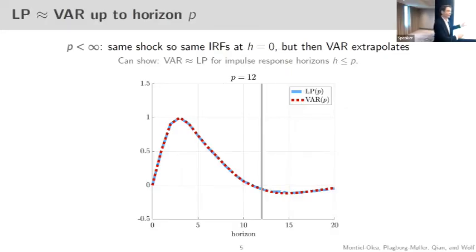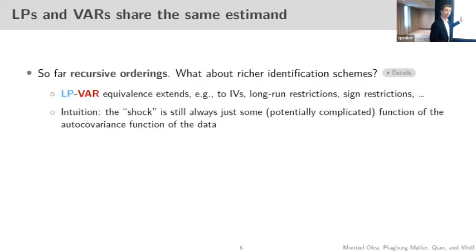Now let me culminate into my identification point here. Everything I've said so far was about these recursive orderings: you observe the shock, or you have a simple recursive identification scheme. None of that really hinges on it, in the following sense. You can think about more exotic schemes, sometimes referred to as VAR identification schemes, like long-run restrictions, sign restrictions, or identified IVs.